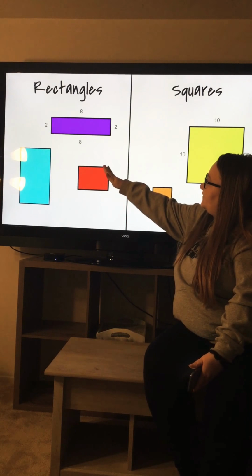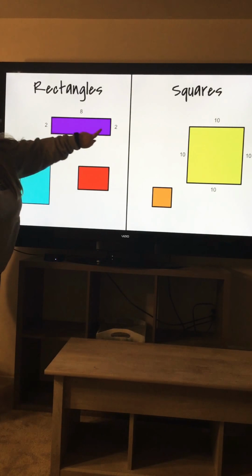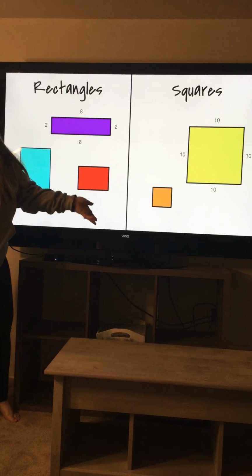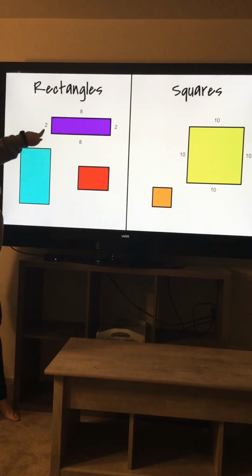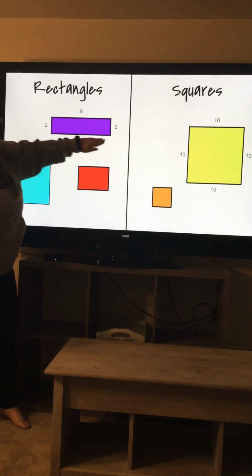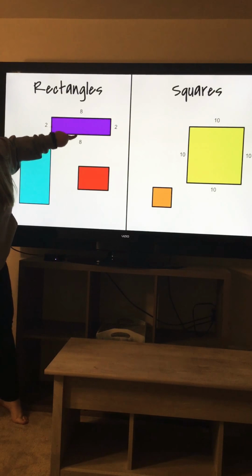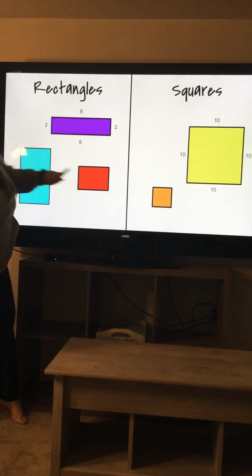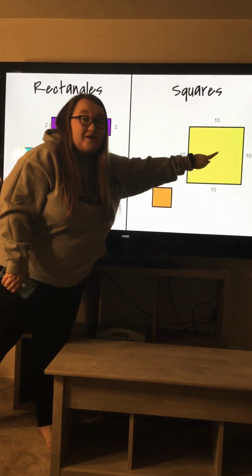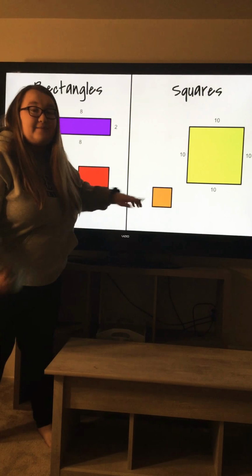If you look on this side of the line, you can see the rectangles. Now, if you look on either side, you see a 2. That could be measured by 2 inches, 2 centimeters, or whatever else we're measuring by. But you can see the opposite sides are the same. Now, this side of the rectangle, it's a bigger number, but if you look across from each other, they're still the same. And you can see that would be the same for all of these rectangles. Now for squares, each side is going to be the same. Even if it's smaller, each side would be the same length.